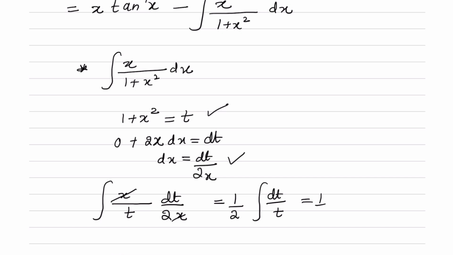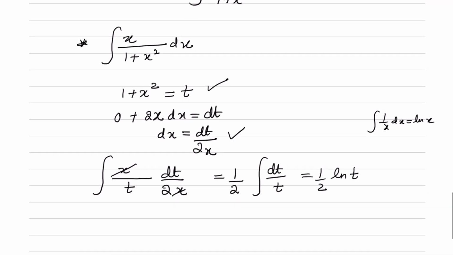You know that the integral 1 over x dx gives you ln x. So here we have 1 over t dt, which gives us ln t. But t was not originally part of our question. We had assumed t to be equal to 1 plus x square.